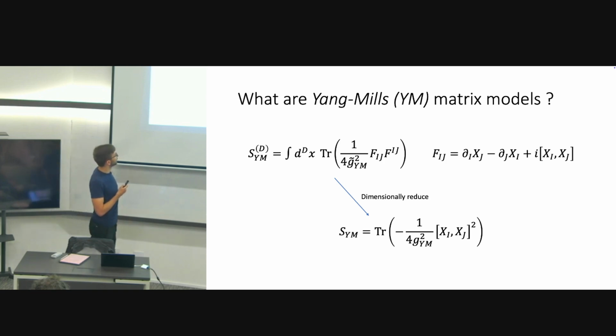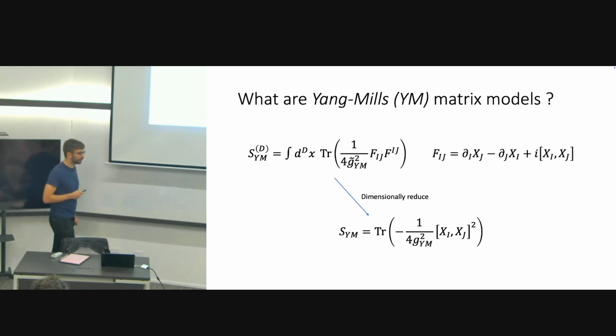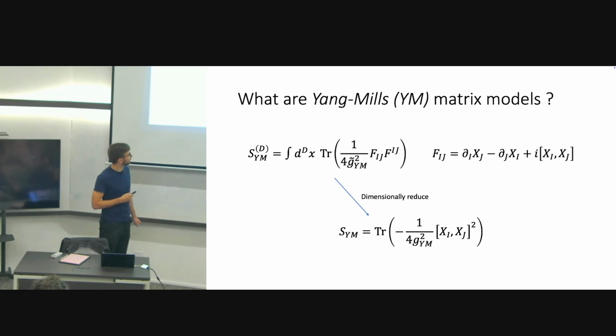You see that dimensional reduction in this case is very easy. I just drop derivatives. If I drop this derivative and this derivative, I just get the commutator squared in F squared, and that's it. This is what I call a Yang-Mills matrix model, here in d dimensions.